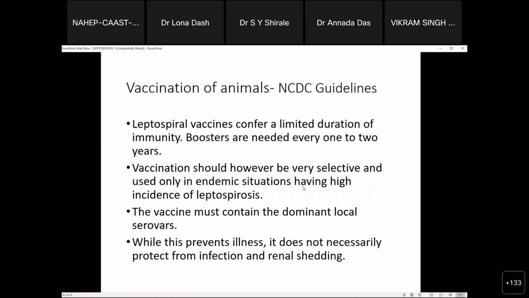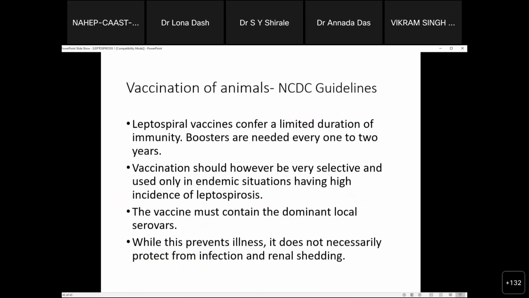Vaccination of animals is very important, but these vaccines confer only a limited duration of immunity, and boosters are needed every one or two years. Vaccination should, however, be very selective and used only in endemic situations having high incidence of leptospirosis. The vaccine must contain the dominant local serovars, which is again an important point to consider. While this prevents illness, it does not necessarily protect from infection and renal shedding.